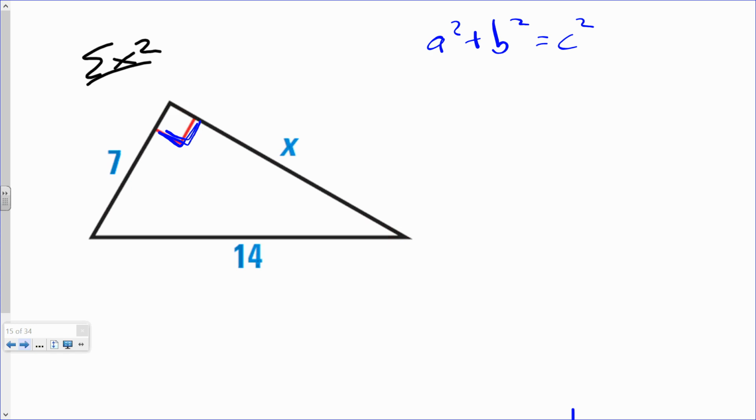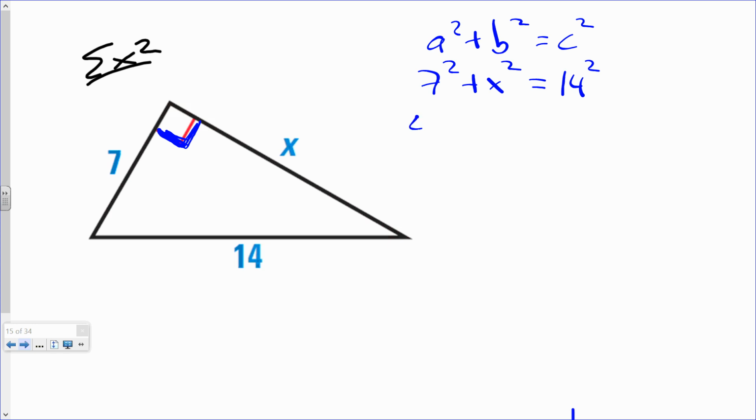All right. Robles, what will be my legs here? What will be my two legs? 7 and x. So here's what I'm going to do. 7 squared plus x squared equals a hypotenuse. The hypotenuse is always opposite to 90, in this case 14, equals 14 squared. Look at that. Classic.